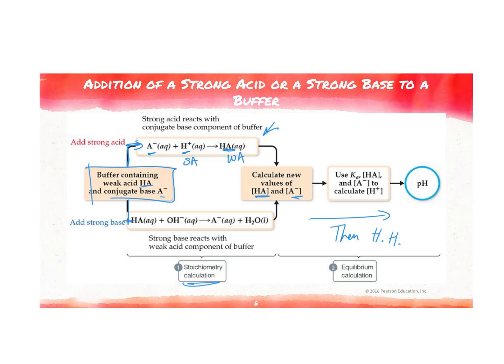For a strong base, it's the exact opposite. And so the equation here is the weak acid that's in my buffer reacts with the strong base to form a conjugate base, and of course, we get water at the end. So after you calculate the new values of HA and A minus, you then again use Henderson-Hasselbalch. And so this workflow works for any of these buffer problems.